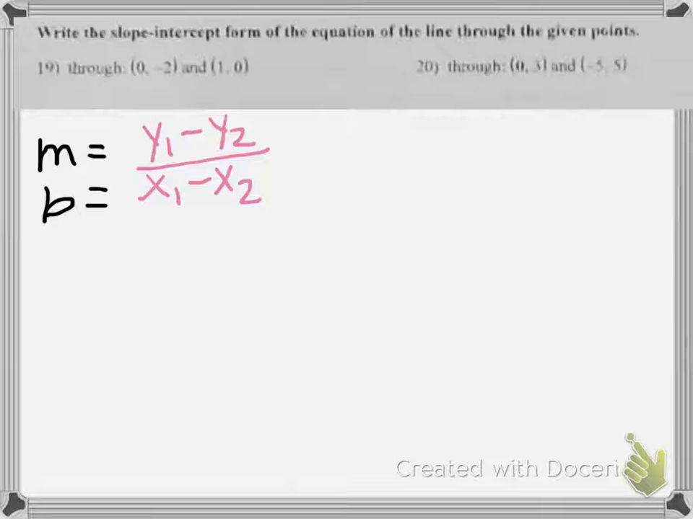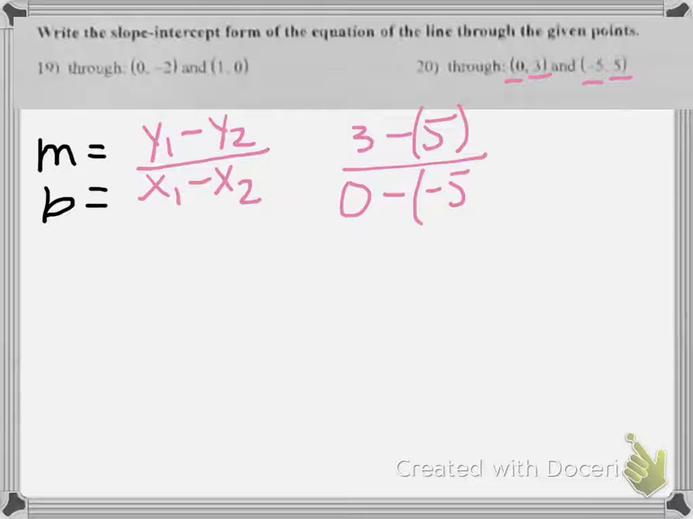Our y1 here would be 3. Our y2 here would be 5. So it would be 3 minus 5. Our x1 would be 0. And our x2 would be negative 5. So it's minus negative 5. So it's important that you write your parentheses. That way you don't forget your signs.